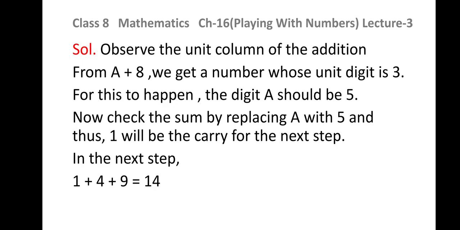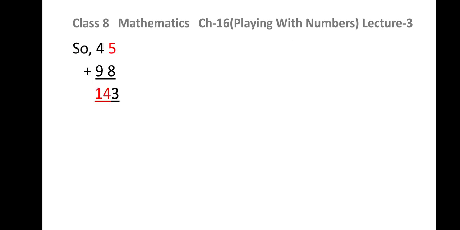It is similar to question number 1 which we have covered. First of all, we look at the unit column of this question. Then I need to get a number whose unit digit is 3 after adding A and 8. So if I take A as 5 and put the values again in the question, it will be 45 plus 98 and the sum will be 143.